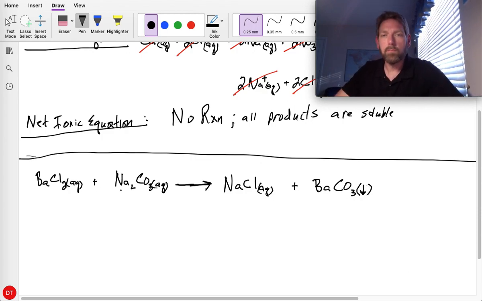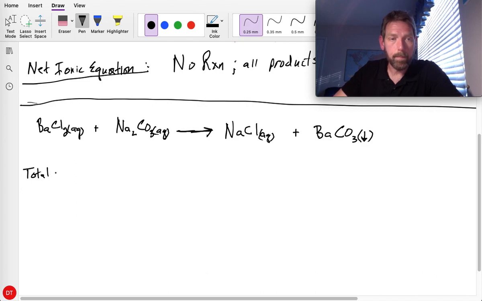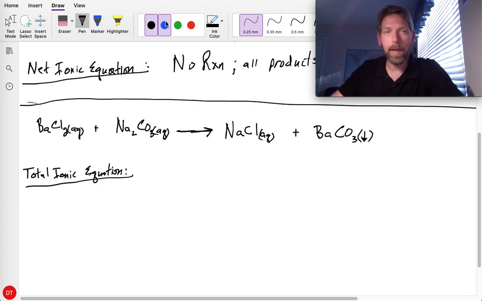All right, so now let's follow what we did on that previous problem. So, total ionic equation. Just like on the other one, to get the total ionic equation, you have to balance the reaction, right? So let's see, 2 sodiums over here, so we're going to need 2 sodiums over here. So now that means there's 2 chlorines over here. There's already 2 chlorines over there. Check. 1 barium, 1 carbonate, 1 carbonate. Balanced.